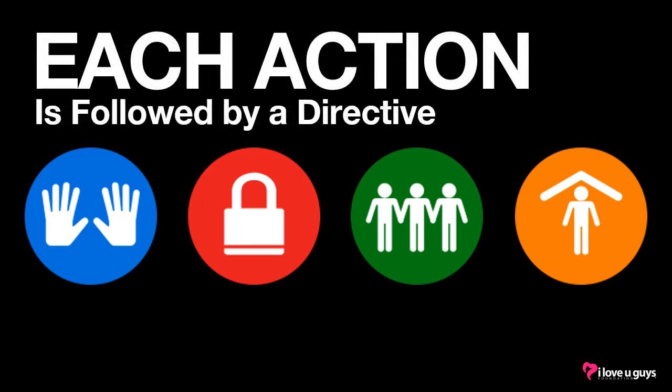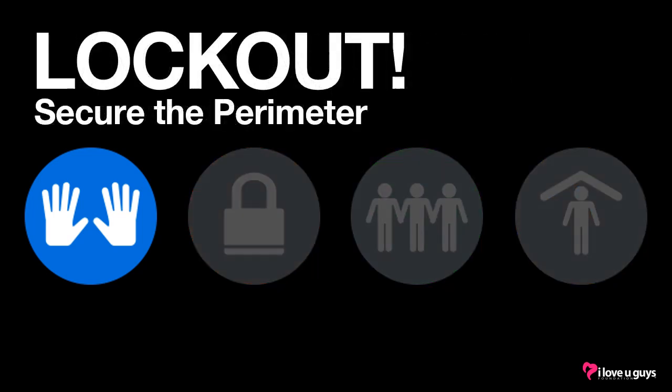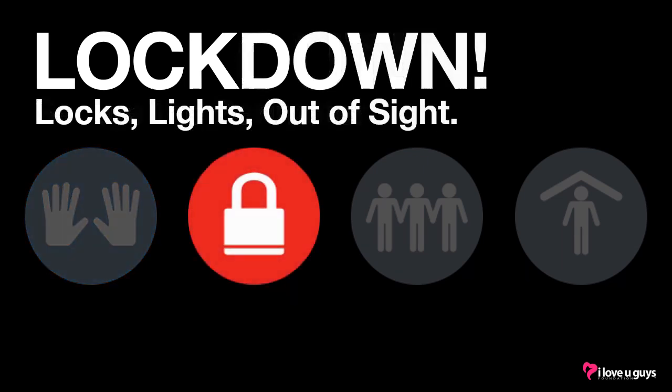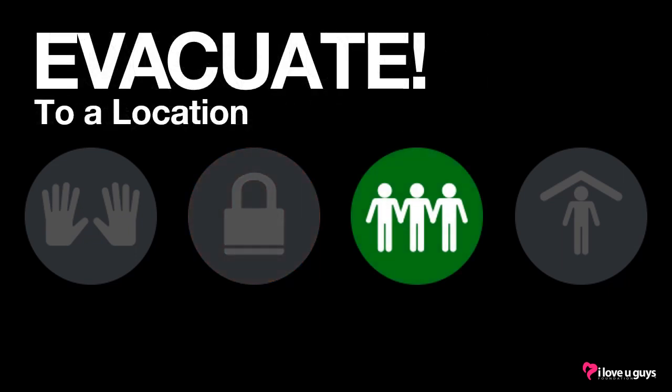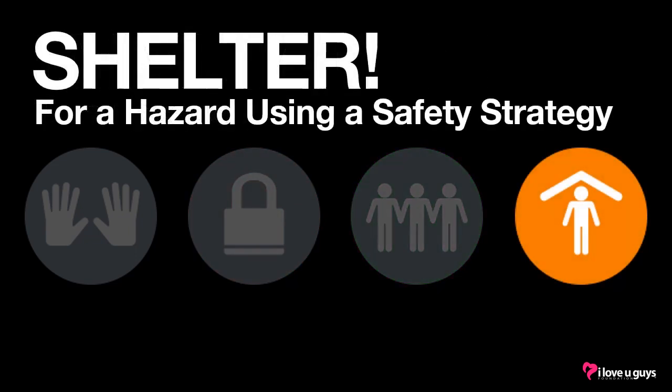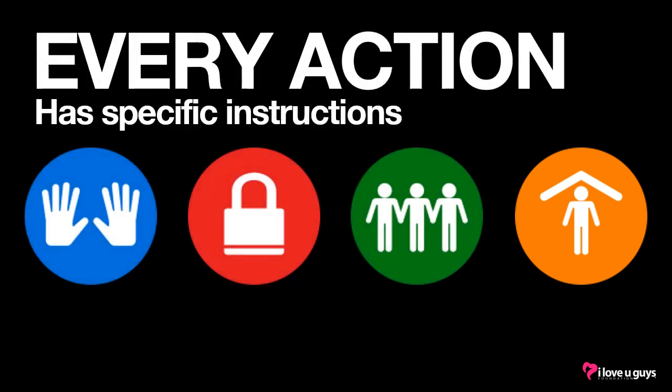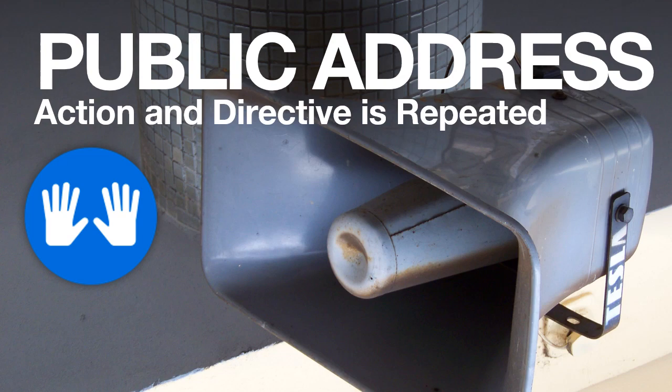Each action is followed by a directive. Lockout. Secure the perimeter. Lockdown. Locks, lights, out of sight. Evacuate. To the stated location. Shelter. For hazard using method. Every action then has specific instructions of what to do in a crisis. When these are called on the PA, the action and directive are repeated.